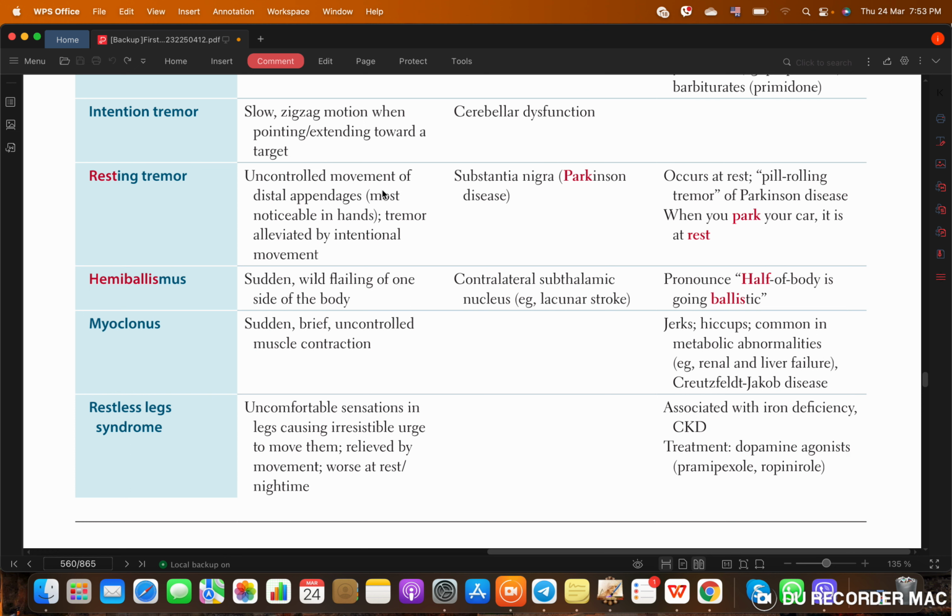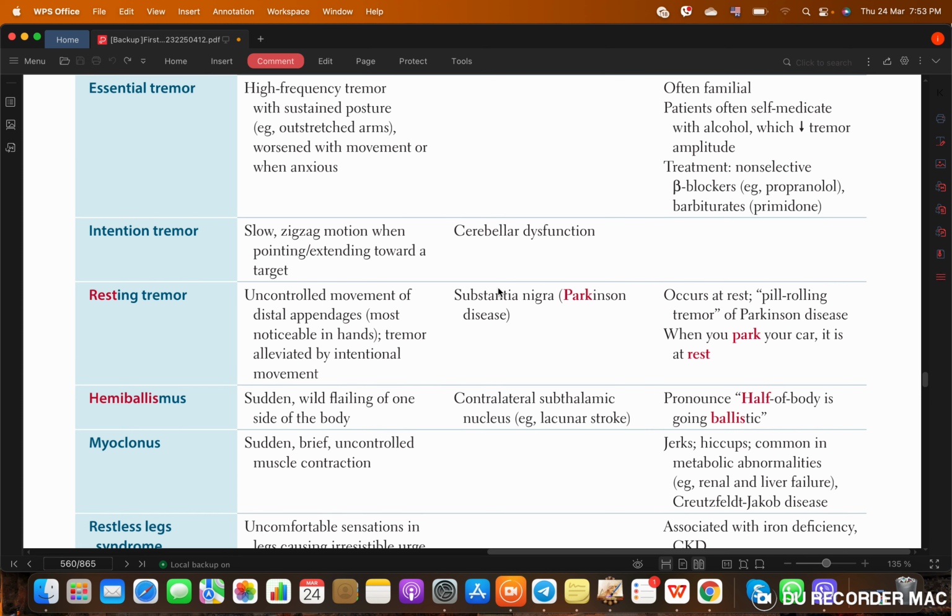Resting tremor is an uncontrolled movement of the distal appendages, most noticeable in the fingers. A tremor is alleviated by intentional movement. So as long as the patient is resting, he's shaking. The moment he wants to grab something, no tremor, it goes away. This is highly, highly important. This is a sign of Parkinson's disease.